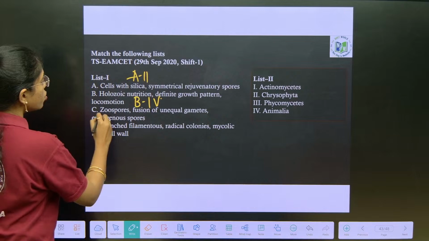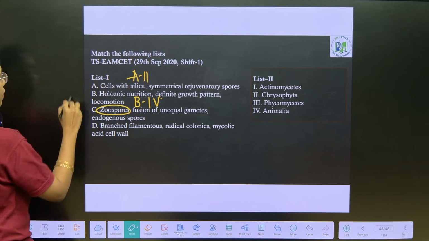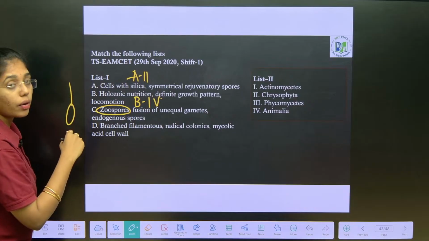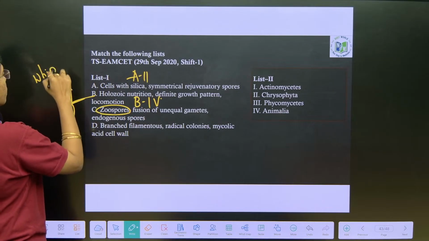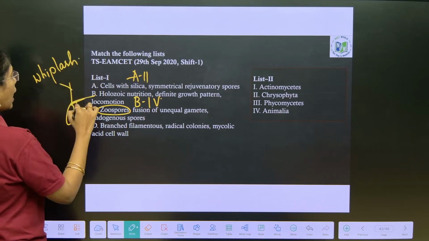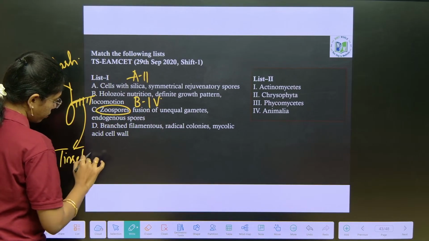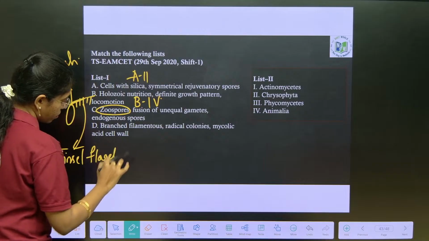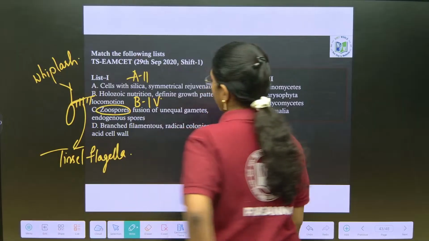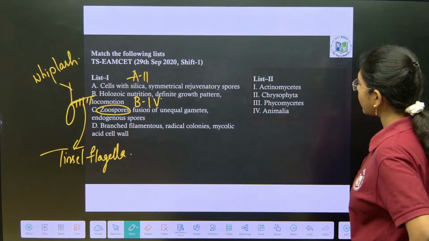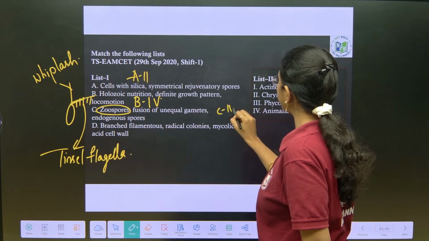Zoospores, fusion of unequal gametes, endogenous spores. Zoospores are usually heterocont. Zoospores have heterocont flagella. One is without any hair-like structures, which is whiplash flagella, and the other has hair-like structures, which is tinsel flagella. Zoospores, fusion of two unequal gametes, endogenous spores are observed in Phycomycetes. So, C is option 3.